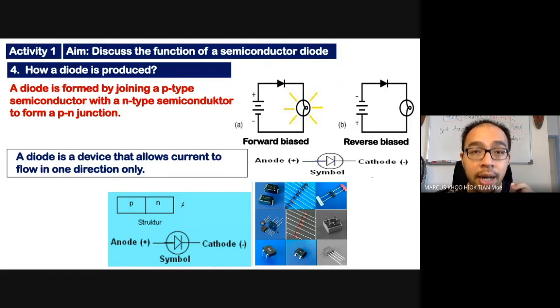So a diode is an electronic component that allows the current to flow in one direction only. And the way it does it is we look at how it is biased. It is either forward bias or reverse bias.